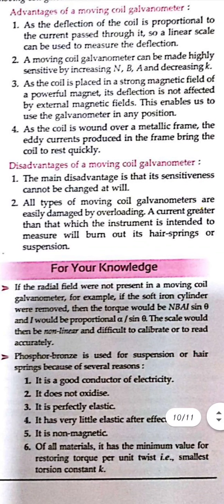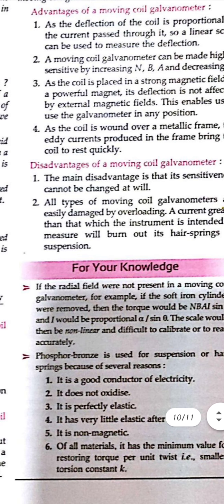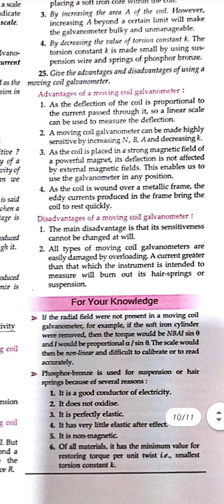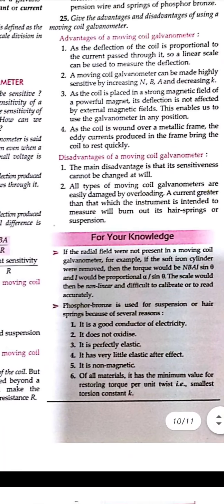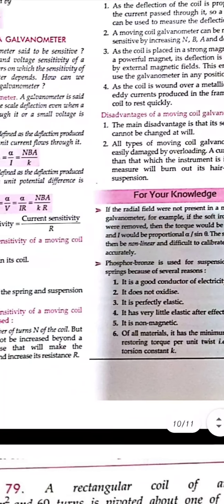Eddy currents are small currents produced due to the magnetic and electric field. Now, what is the disadvantage? It is more sensitive, which is one of the disadvantages. Second, if the current becomes greater than it can allow, the galvanometer can burn. The hair springs of the suspension, the phosphor bronze wires, can also be burned. Why is this phosphor bronze wire used? It is perfectly elastic, non-magnetic, and a good conductor of electricity. These are the reasons why we use phosphor bronze strings.